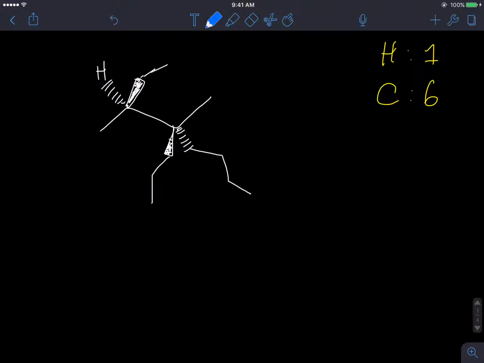Next example is only hydrogen and carbon. And there are two stereocenters as well, one right here and one right here. The other carbons are not stereocenters because they have two same elements and three same elements, which are all hydrogens. So look at the first carbon.